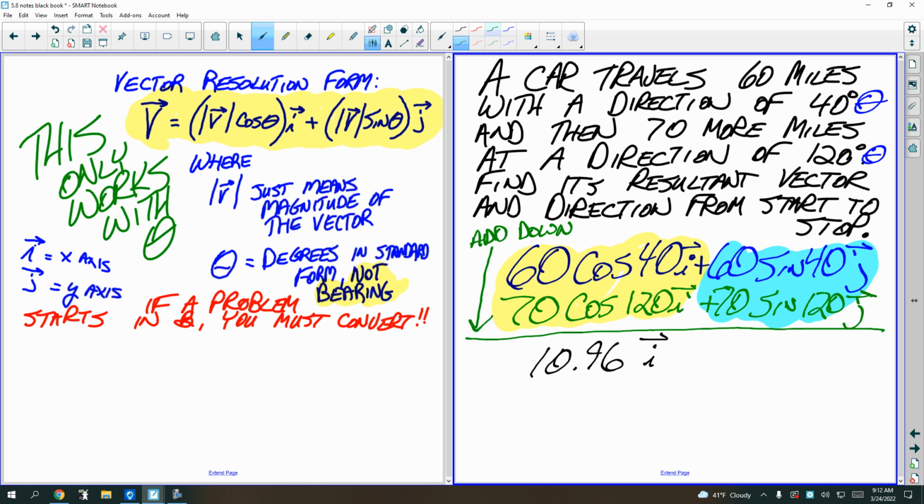Now I'm going to do the blue blob. So 60 sine 40 hit equals plus 70 sine 120 hit equals, and I got 99.19 j. Yeah, I sure did. Isn't the mind funny? I said 9, had no idea that I wrote a 2. Did you all get that? Straight out calculator.